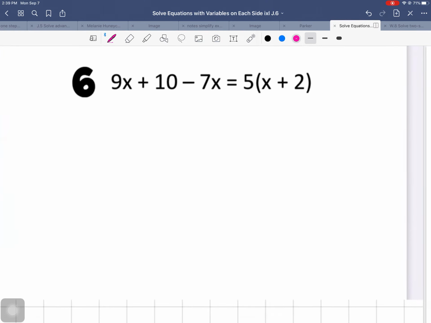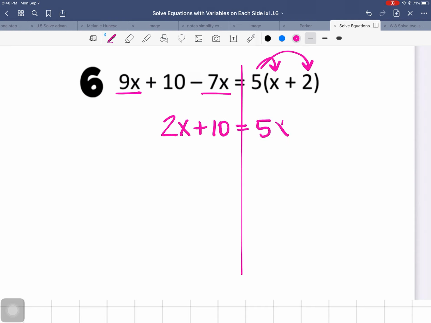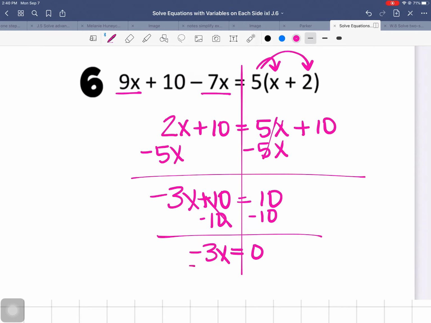Okay, let's do number 6. I'm going to distribute my 5. Now, while I'm doing that, I also have like terms on the left-hand side, so I can go ahead and combine those as well. So I'll have 2x plus 10 is equal to 5x plus 10. Subtract 5x. I'm going to subtract 10. This leaves me with negative 3x is equal to 0. Divide by negative 3, x equals 0. Again, make sure this is all in your notes, every step, so it'll help you during your independent work.